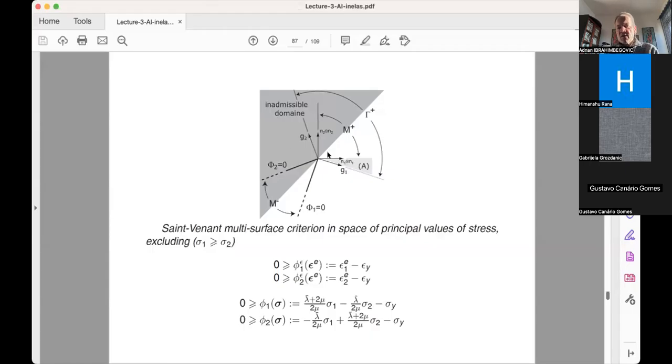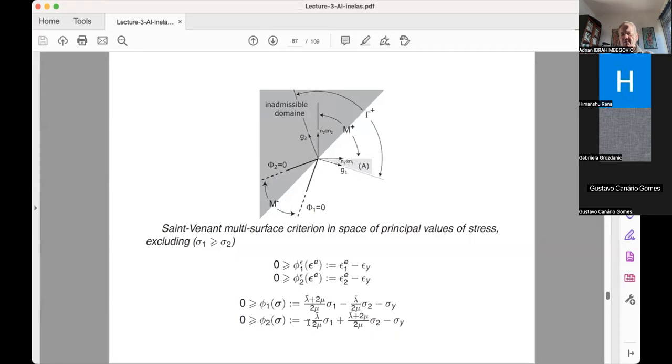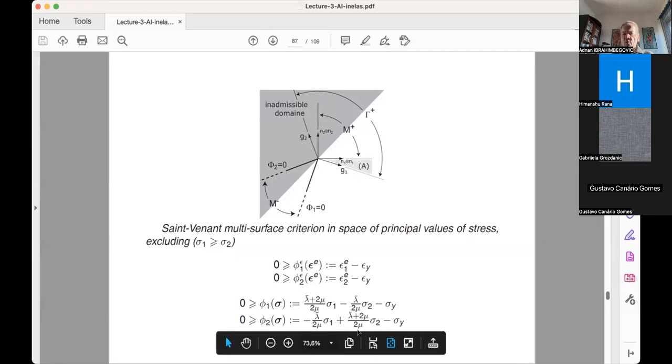And then I can go back to the representation of these two functions in the sigma space, sigma 1, sigma 2. So again, you have a phi 1 and a phi 2. The elastic domain is just this wedge here, because phi 1 and phi 2 should both be less than or equal to zero. These are the two functions. It becomes (lambda bar plus 2 mu) divided by 2 mu sigma 1 minus lambda bar divided by 2 mu sigma 2, minus sigma y, less than or equal to 0. And then minus lambda bar over 2 mu sigma 1 plus (lambda bar plus 2 mu) divided by 2 mu sigma 2 minus sigma y less than or equal to 0. I took lambda bar for plane stress.